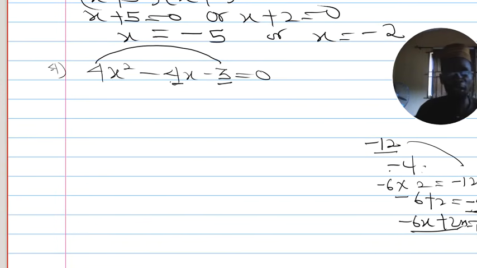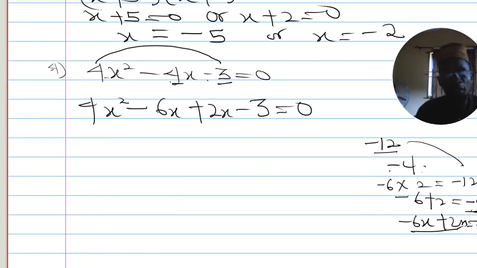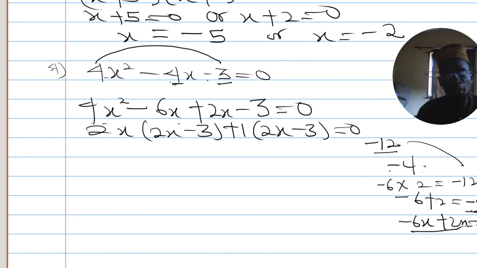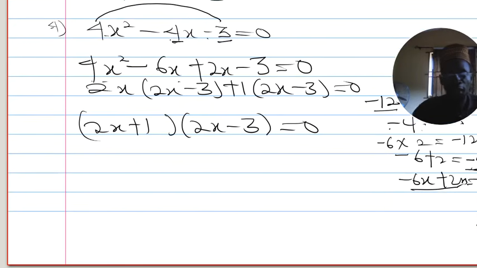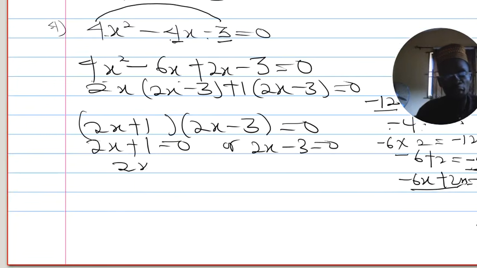Okay, now let me apply this here. We can have 4x squared - 6x + 2x - 3 = 0. Factorize this: 2x common here, take 2x out, to get 2x - 3. What is common here is +1, to get 2x - 3 = 0. So (2x + 1)(2x - 3) = 0. Here we can have 2x + 1 = 0, or 2x - 3 = 0. Here we can have 2x = -1, or 2x = 3.